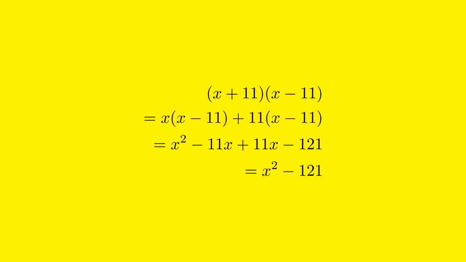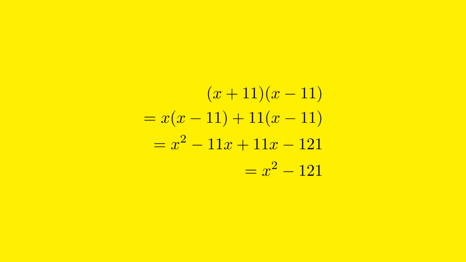Step 2 involves verifying our factorization by multiplying the simplified binomials to ensure they yield the original expression. This step is crucial to confirm the accuracy of our factoring. We take the factored form x plus 11 times x minus 11, and use the distributive property to multiply these binomials. First, multiply x by x to get x squared.